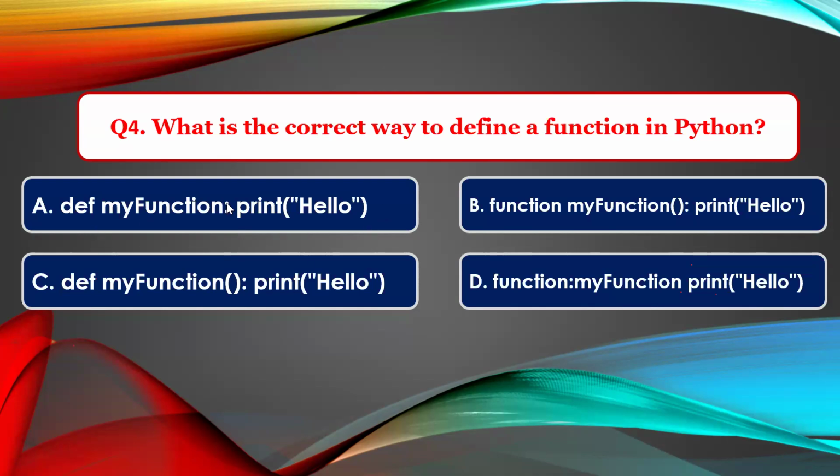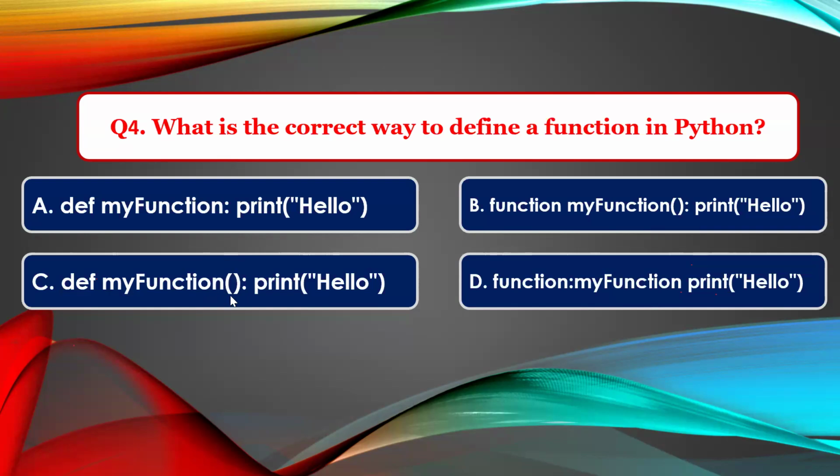First one, you see, the parenthesis is missing. Define my function, parenthesis is missing. That's the reason why I said that A is not correct. The second one, here we use function as a keyword. Actually, it should be DEF. Okay. And the third one over here is a perfect one.